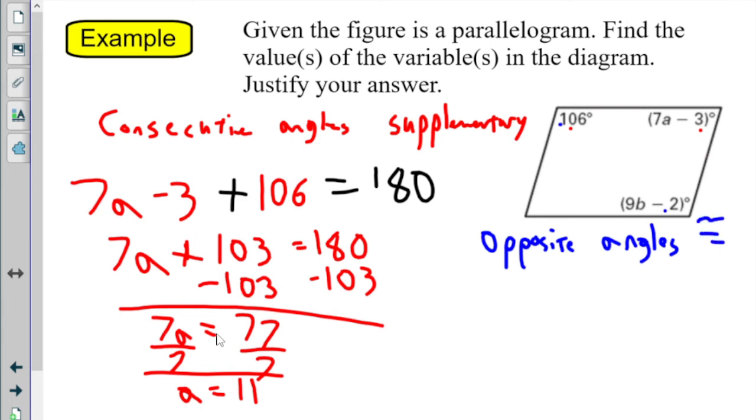So because those opposite angles are supposed to be congruent, my equation is going to be to make them equal. 9b minus 2 and 106, we're going to make them equal to each other. I'll give you 30 seconds to solve that. 30-second head start there.